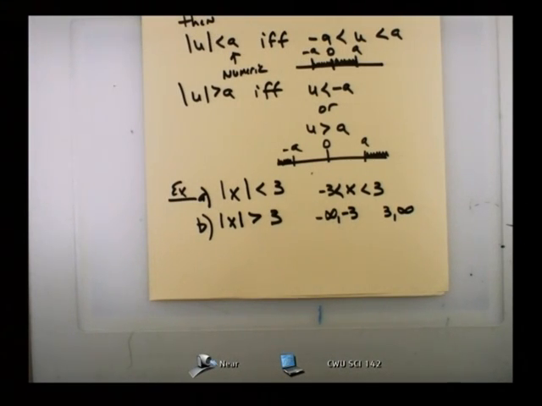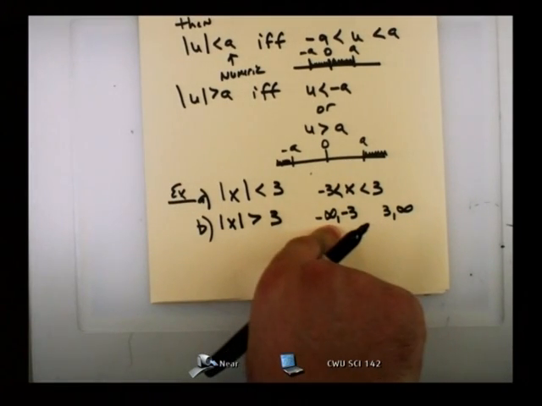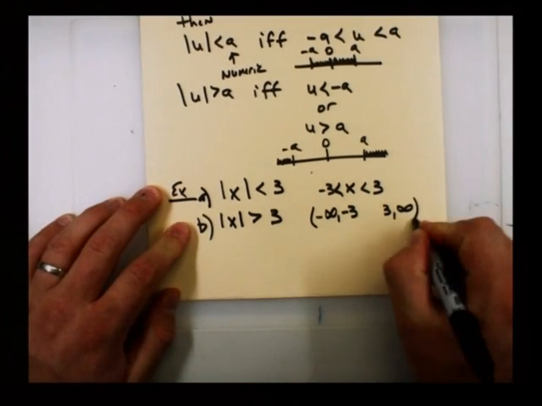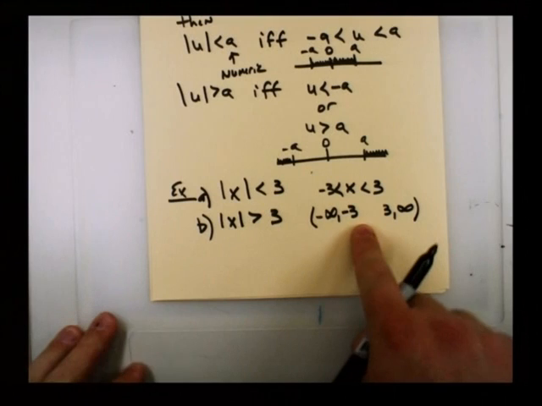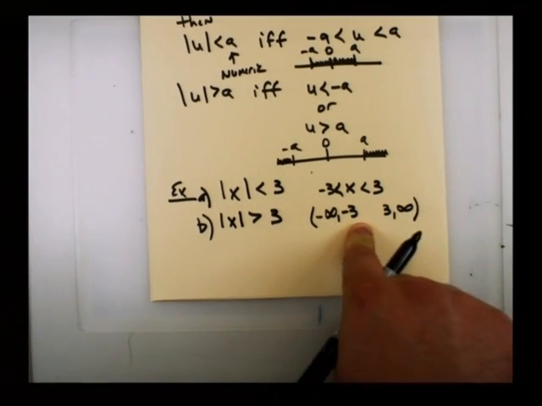Let's go back and put the solution on the doc cam. So there are two parts to this. It's not just one solution, there are two parts to that. It starts at negative infinity and it goes to -3. And then also it goes from 3 to infinity.